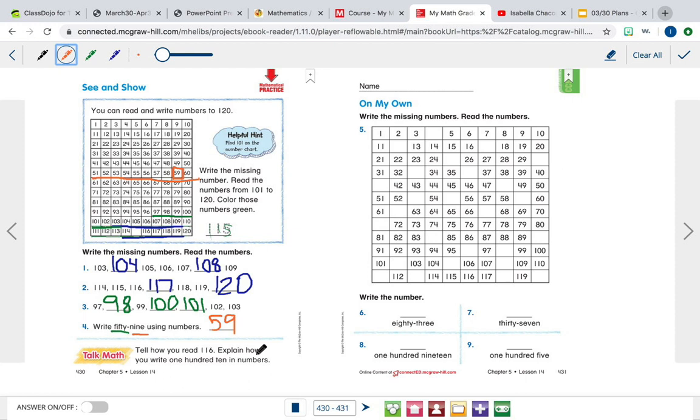And here's our math talk. It says, tell how you would read this number right here. How would you read that? Explain how you would write 110 in numbers. So this is the first part that you could talk through with your family. And then I want you to write out 110 in numbers. So you're going to do this one and this one. You can tell your dog, your cat, your goldfish, or you can tell your family. Whoever you want to tell, or you can tell me on Class Dojo. I always want to hear how you're talking your math, okay?